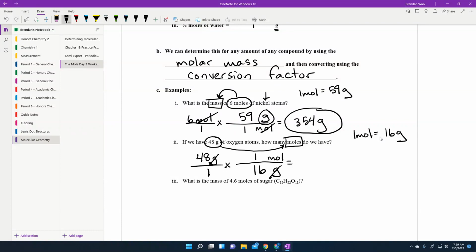We can show this multiplying across if you'd like. I like to just take the top number divided by the bottom number because that's what we do ultimately. But if I do 48 times 1, it's 48. 1 times 16 is 16. And then we divide those two numbers. 48 divided by 16, I believe, is 3. Put our unit on, moles, and we're done.